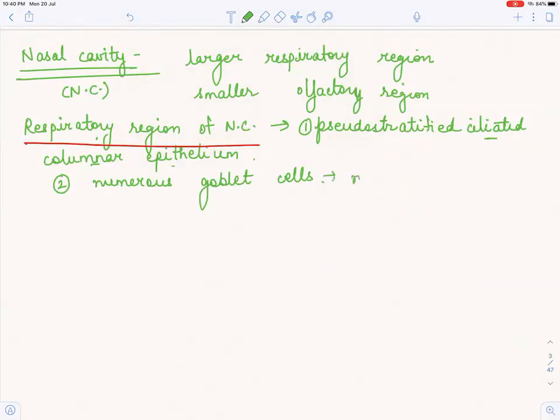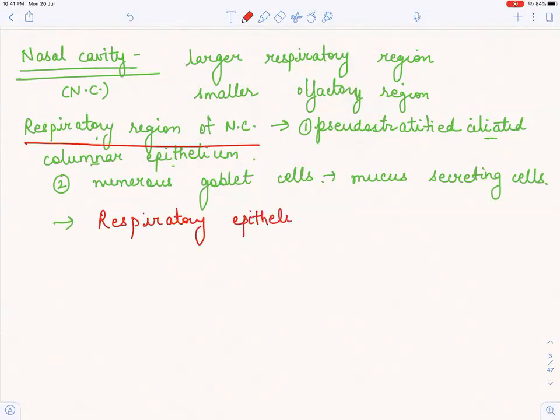And goblet cells are what? Goblet cells are mucus secreting cells. So this is also known as respiratory epithelium. Just see the screen for a minute, and if you have not understood anything, you can go back and revise. So it is pseudo-stratified ciliated columnar epithelium with numerous goblet cells, and we are talking about the respiratory region of the nasal cavity. Very good.